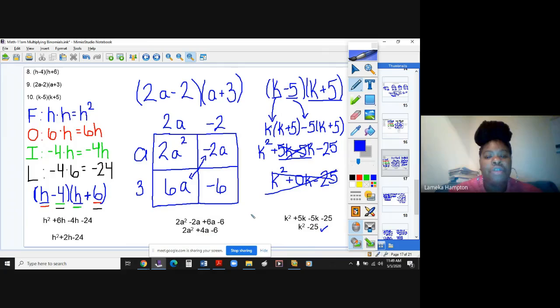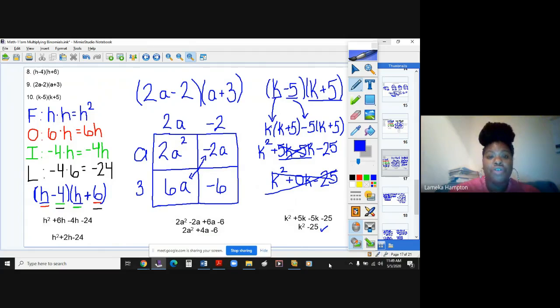And with the distributive property method, it can get to a point again where you practice so much, you will already know what you need to multiply. So again, I just want to encourage you all to pick a method that works for you and perfect it.